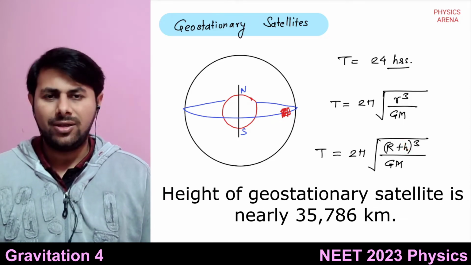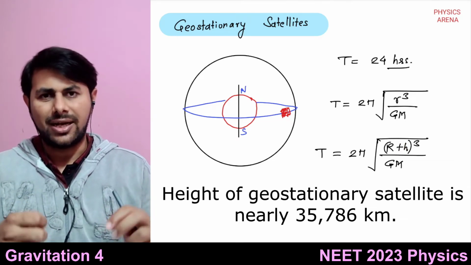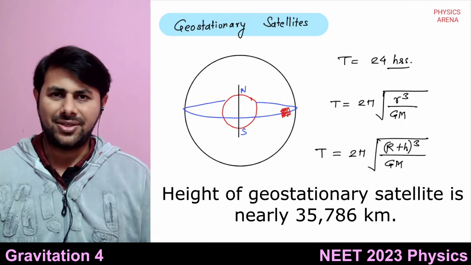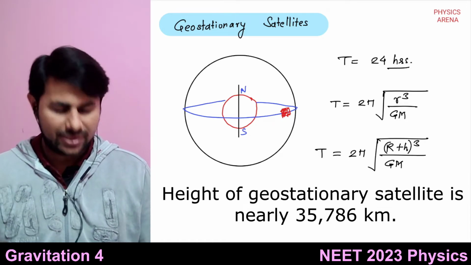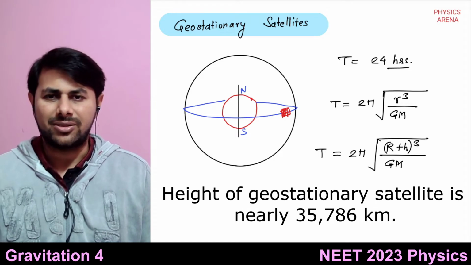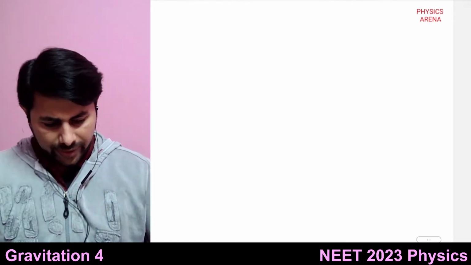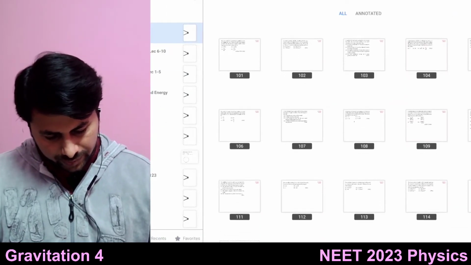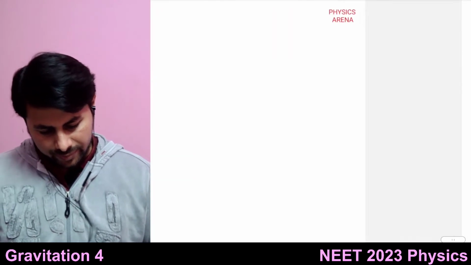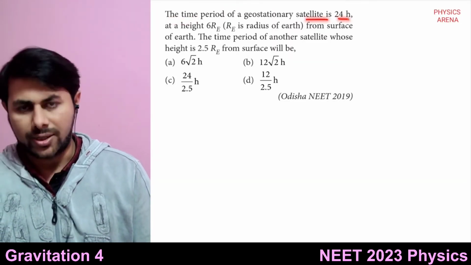So what this means is that a geostationary satellite cannot revolve at any height, right? It will have a fixed height above the earth's surface. Okay. Yes, no? So let us solve some problems based upon these things.